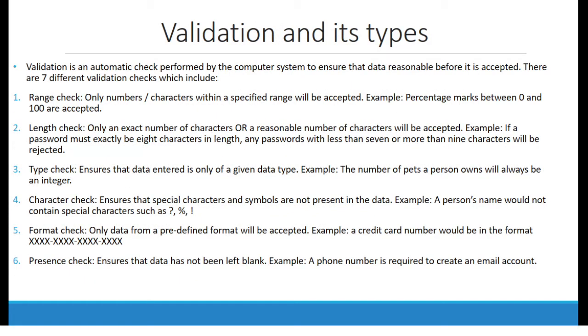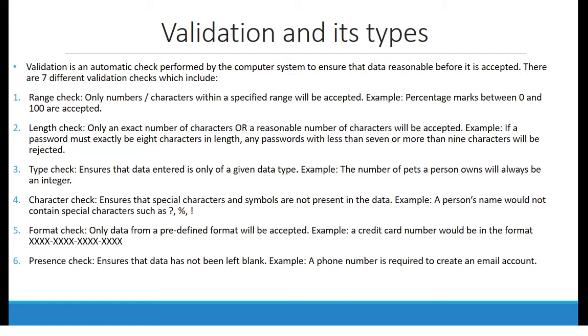Moving on to the types of validation. Validation is an automatic check performed by the computer system to ensure that data is reasonable before it is accepted. There are 7 types of validation checks, which include range check, where only numbers or characters within a specified range will be accepted. For example, percentage marks between 0 and 100 are accepted.